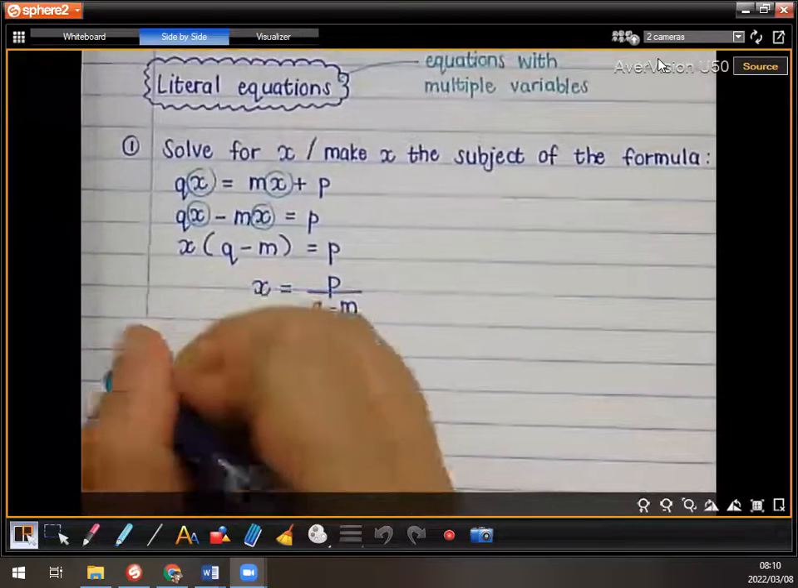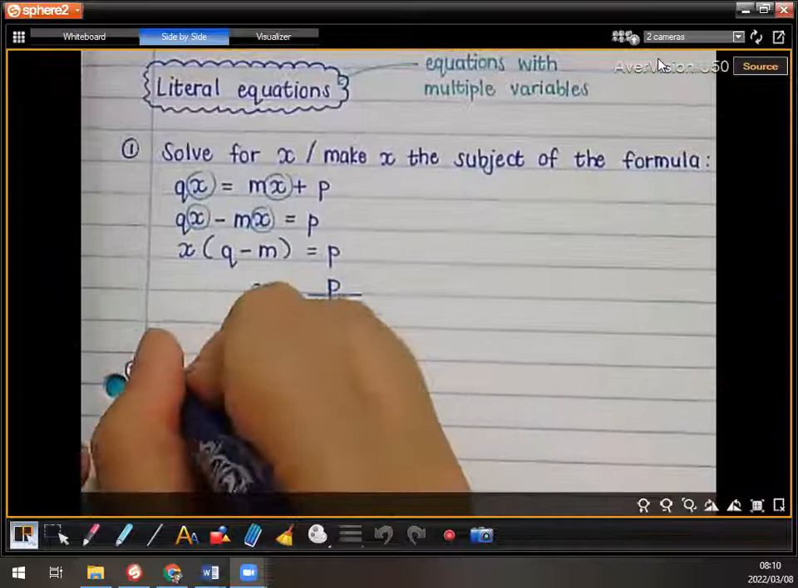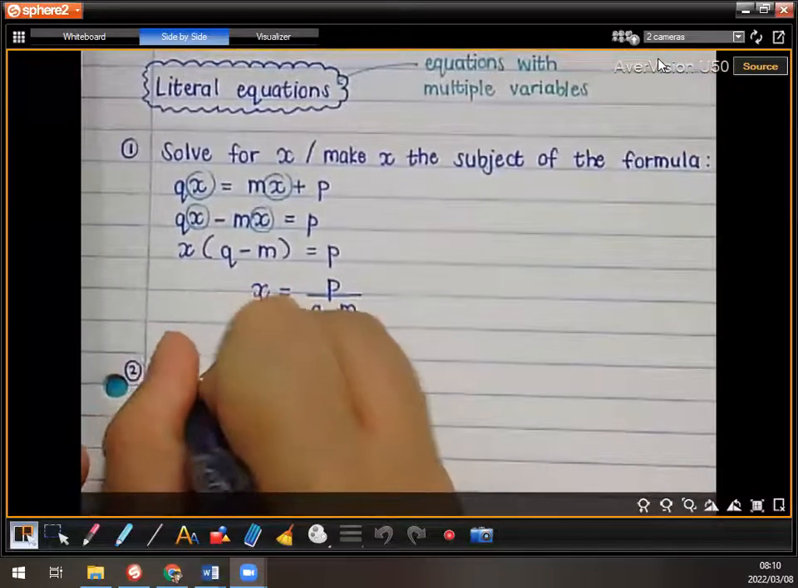I'm just going to do it for you, and then I'm going to give you some to do on your own. Make R the subject of the formula.